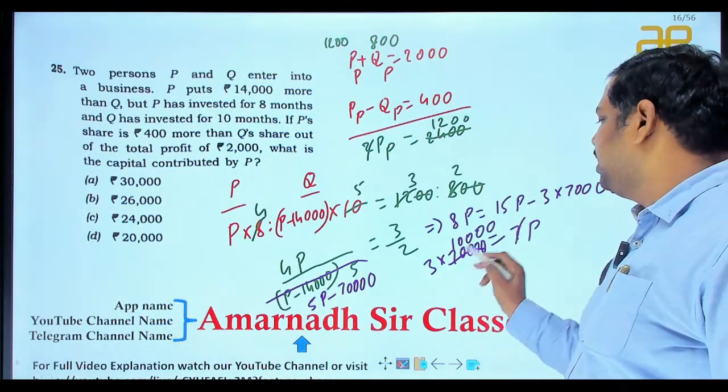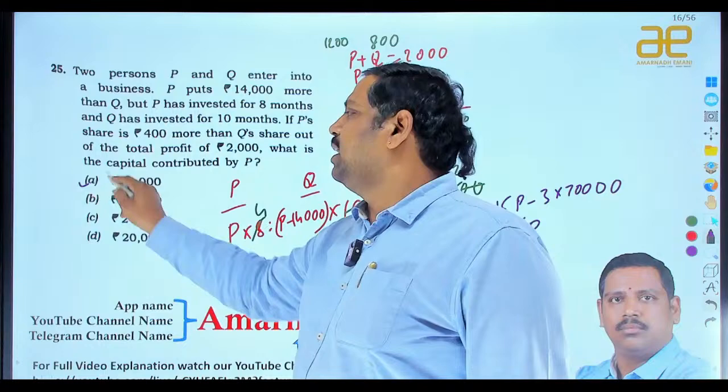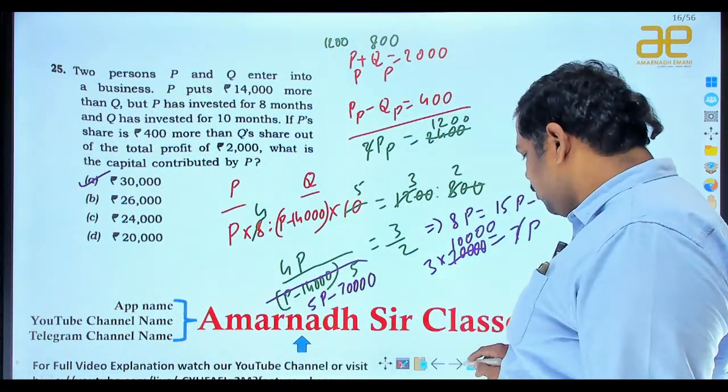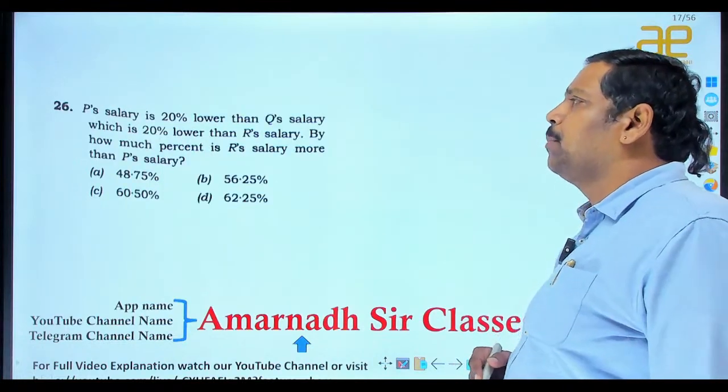Okay, 7 ones means 10,000. What is the investment of P? 10,000 into 3, 30,000. So what is the answer? A is the answer. Hope you understand. Partnership, simple question only. So let's see the next beautiful one.